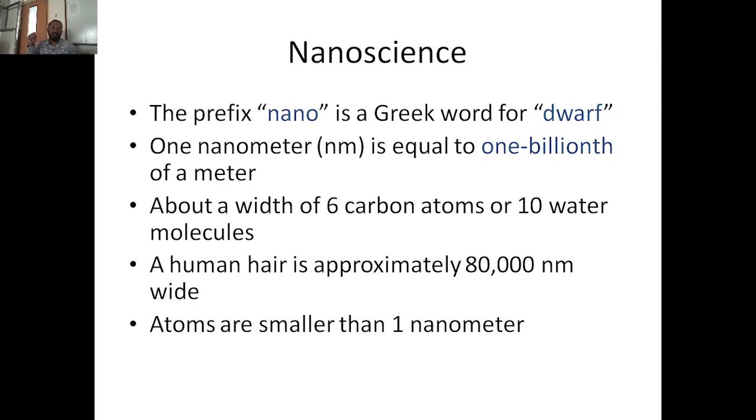If you reduce 1 meter by around a billion times, that is 10 to the power minus 9, then you are going to get the nanometer. As simple as that. That means in 1 meter, you will be getting billions of it. About the width of 6 carbon atoms, if you are comparing with atoms, the nano range falls around 6 carbon atoms, or 10 water molecules.